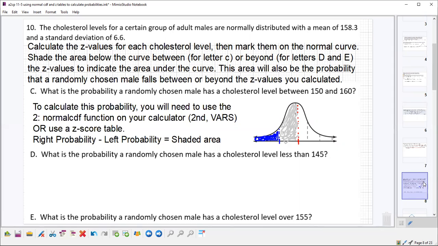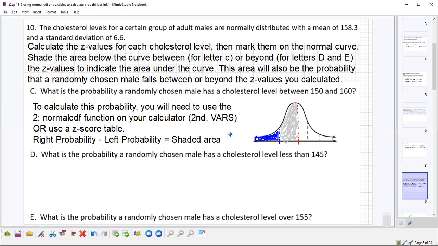So the examples that you should have out right now, and if not, then maybe you could pause the video and get them out. Example 10. We were on 10C, and what I wanted you to do yesterday, and maybe directly after class if you had a study hall, is get an area shaded based upon the information you've been given. So what is the probability that a randomly chosen male has a cholesterol level between 150 and 160? And these aren't nice values. We can use the empirical rule to estimate them, but only to estimate.